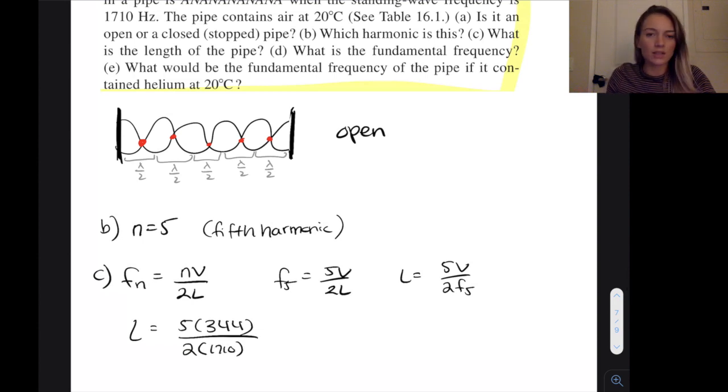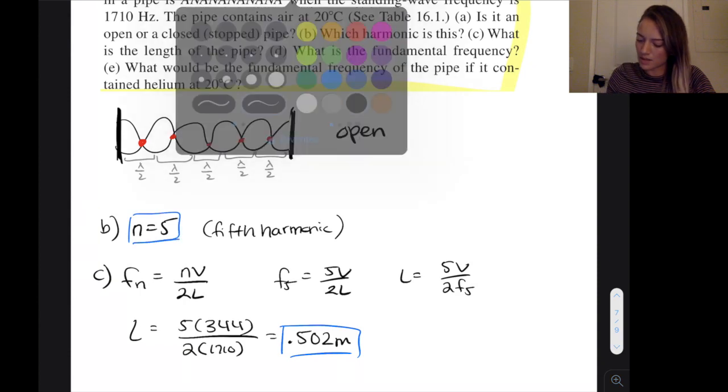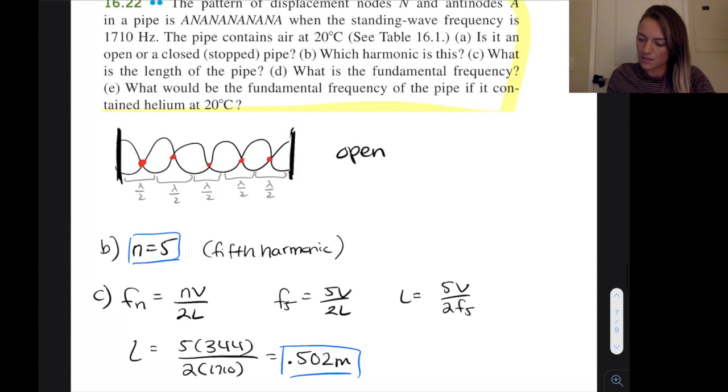And so you just plug that into your calculator, and for this, we get 0.502 or 0.582. I can't read my own handwriting. It's either 0.502 or 0.582 meters. Okay, so this is the length of the pipe. And then, okay, so that's it for part C.